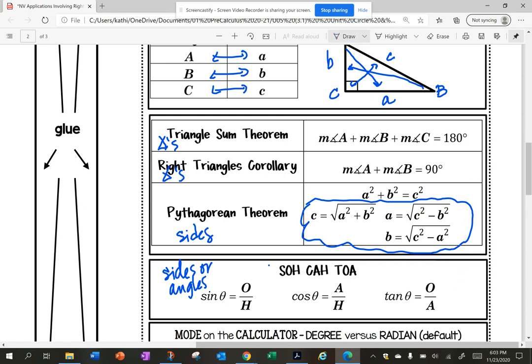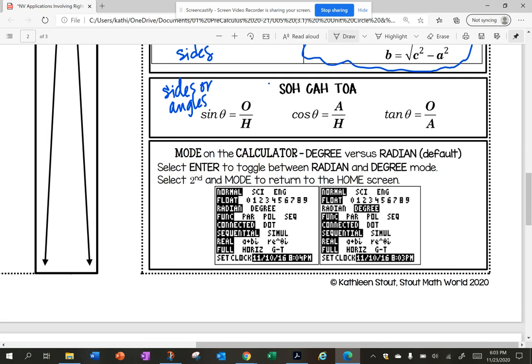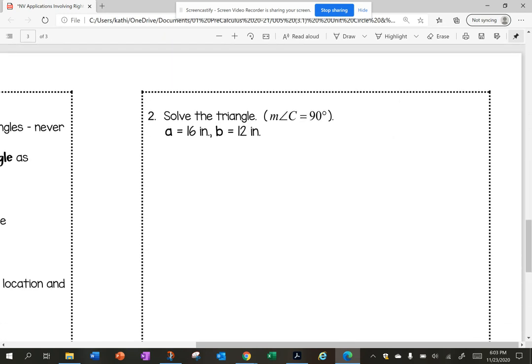Okay, and just a reminder when you're using your calculator, we want to use degrees, and the default mode is radians. So to switch back and forth, you're going to hit mode, and to be in degrees, the degrees has to be highlighted. To go back to home, you hit second mode, and it brings you back to the home screen. Okay, so let's do a couple examples.